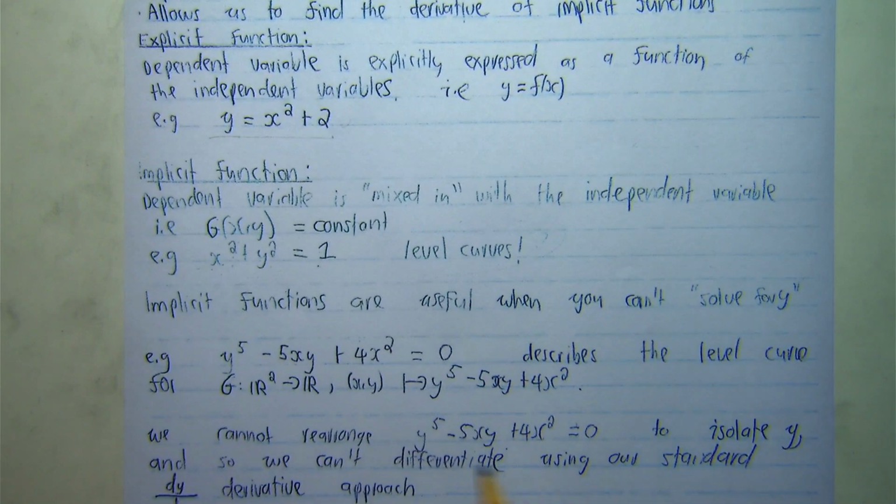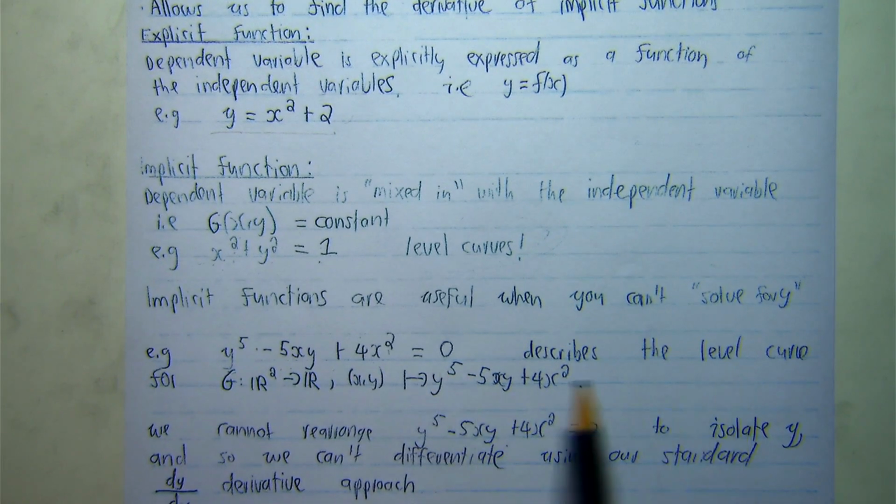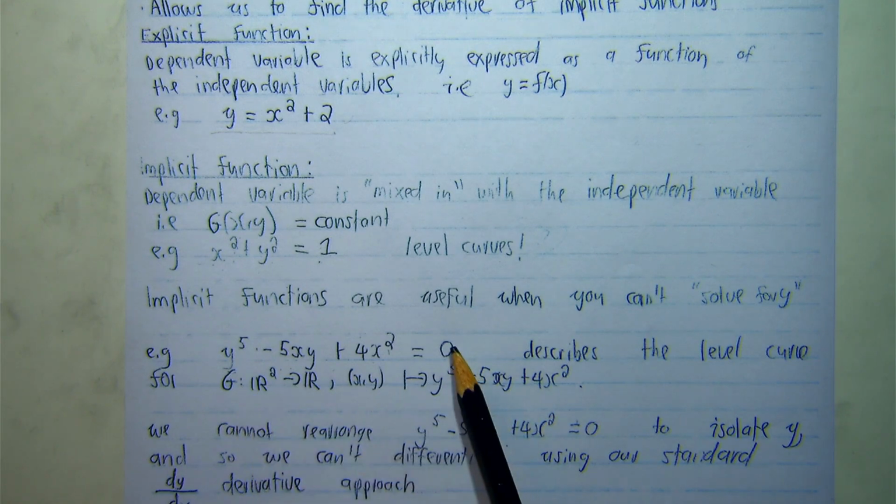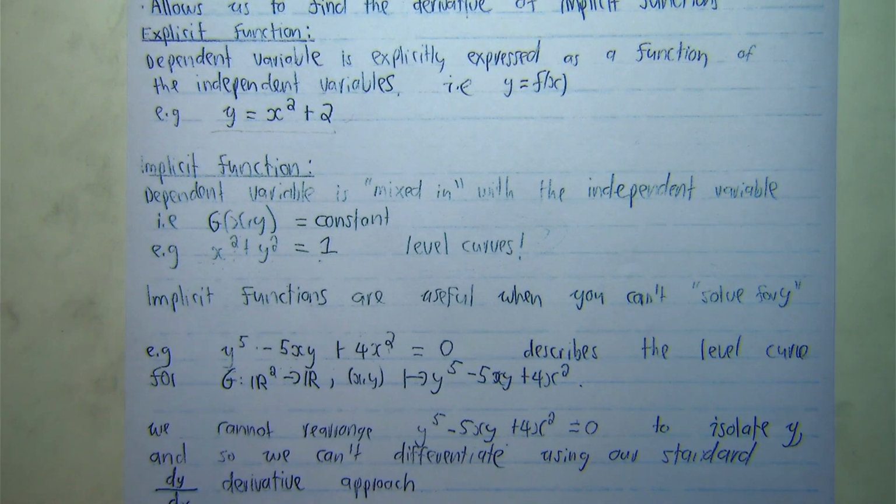Okay, so another example would be this one here: y to the power of 5 minus 5xy plus 4x squared is equal to 0. And this is describing the level curve for a bigger function here, which we can call g, and this is the level curve of 0, or the contour plot, whichever way you want to call it. And we cannot rearrange this to isolate y, and so we can't differentiate it using our standard derivative approach, and that is why we use the implicit function theorem.